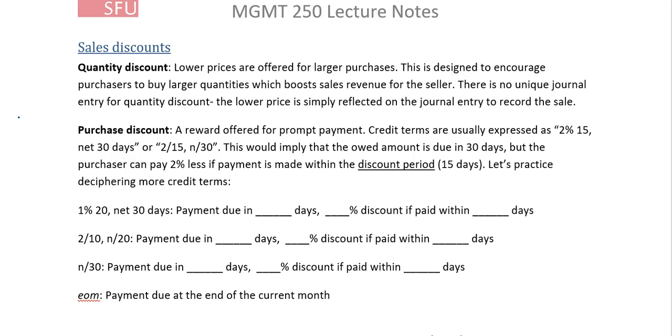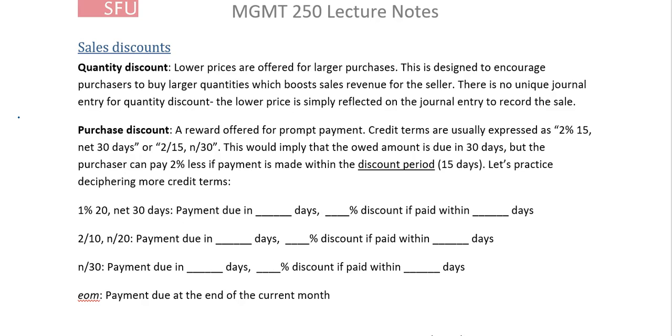Purchase discount is a reward offered for prompt payment. Credit terms are usually expressed as 2% 15, net 30 days, or 2/15, n/30. This would imply that the owed amount is due in 30 days, but the purchaser can pay 2% less if payment is made within the discount period, which is 15 days.